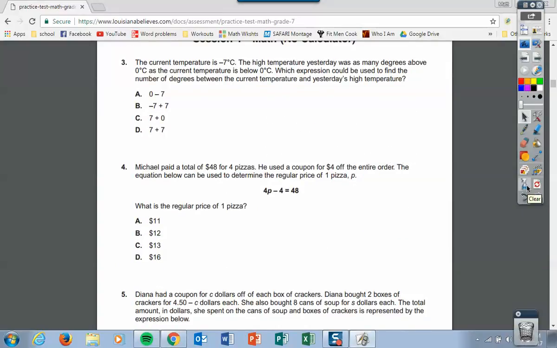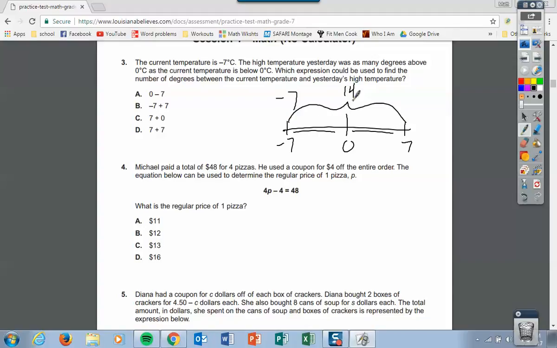The current temperature is -7 degrees Celsius. The high yesterday was as many degrees above 0 degrees Celsius as the current temperature is below. So what that means, if I'm on a number line and I was down here at -7, the high yesterday was as many above, so the absolute value here is 7. It's going to be up at 7. Which expression can we use to find the number of degrees between the current temperature and yesterday's? Well, it's this distance here that I'm looking for. So I've got 7 and 7, a total of 14. An expression that gives me a total of 14. And that one gives me a total of 14.